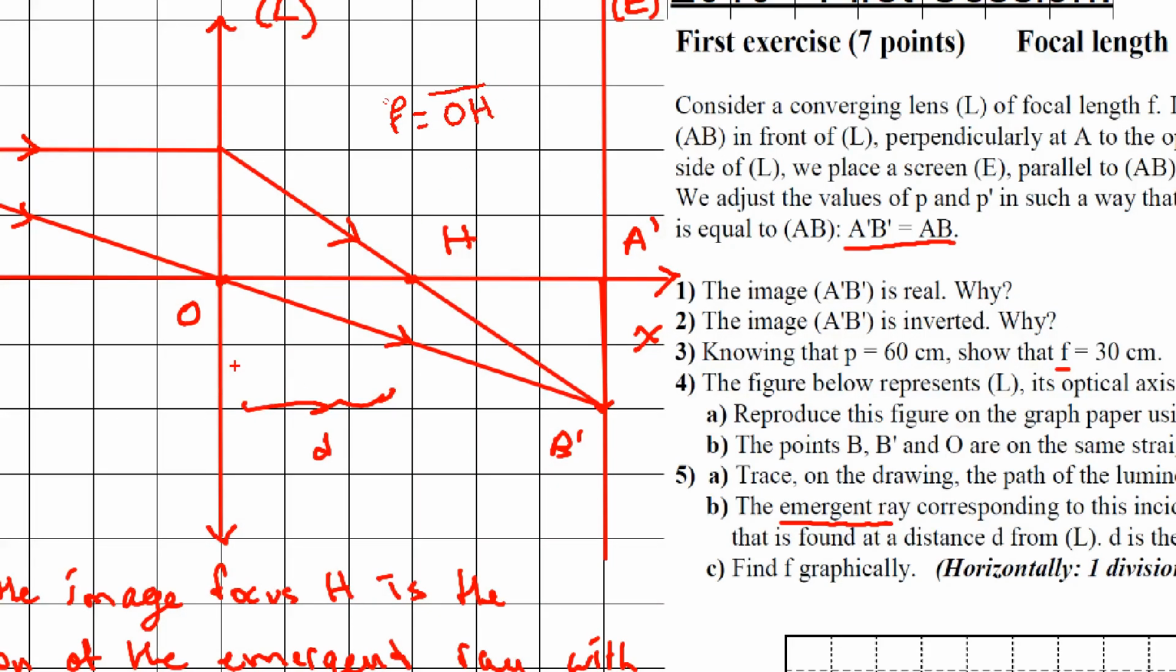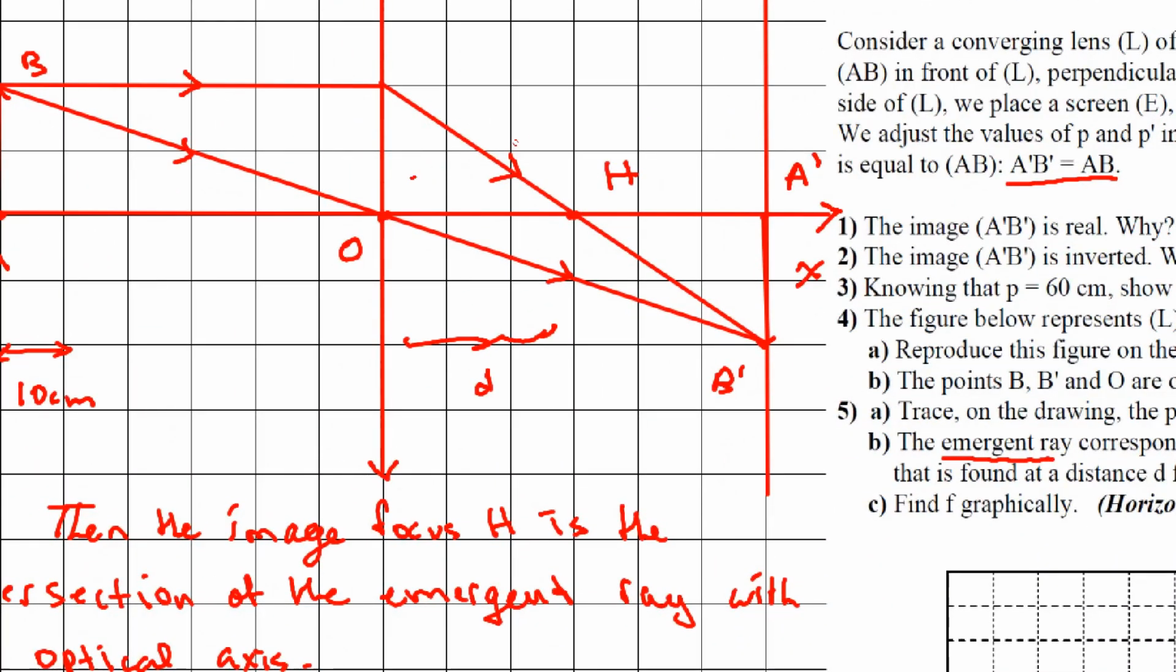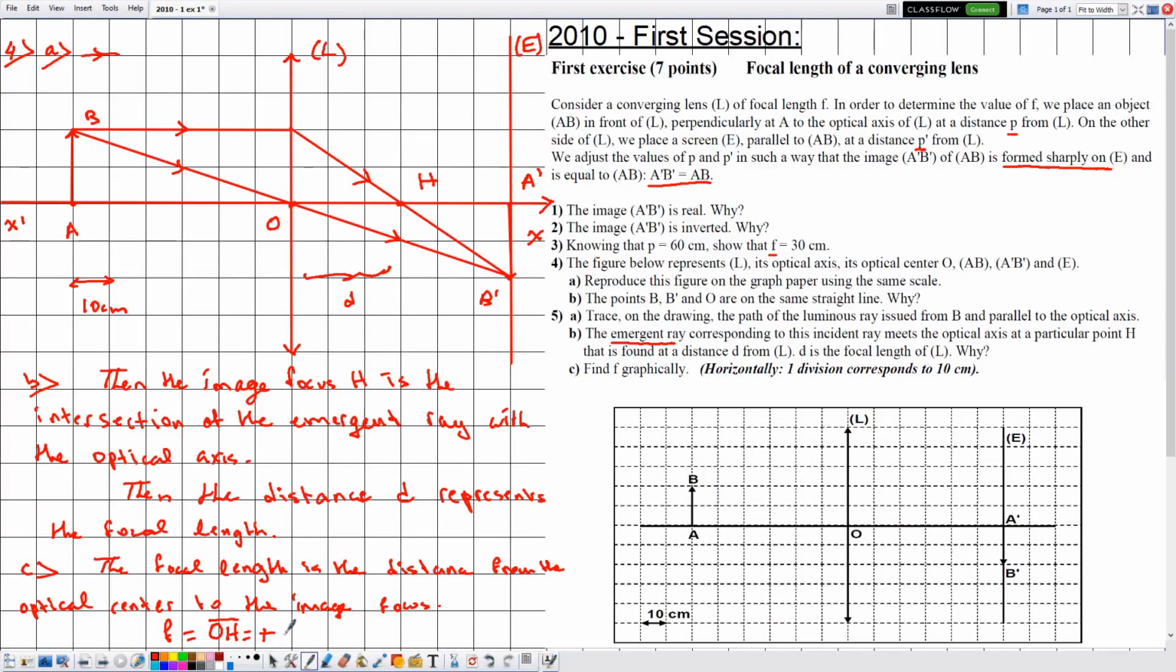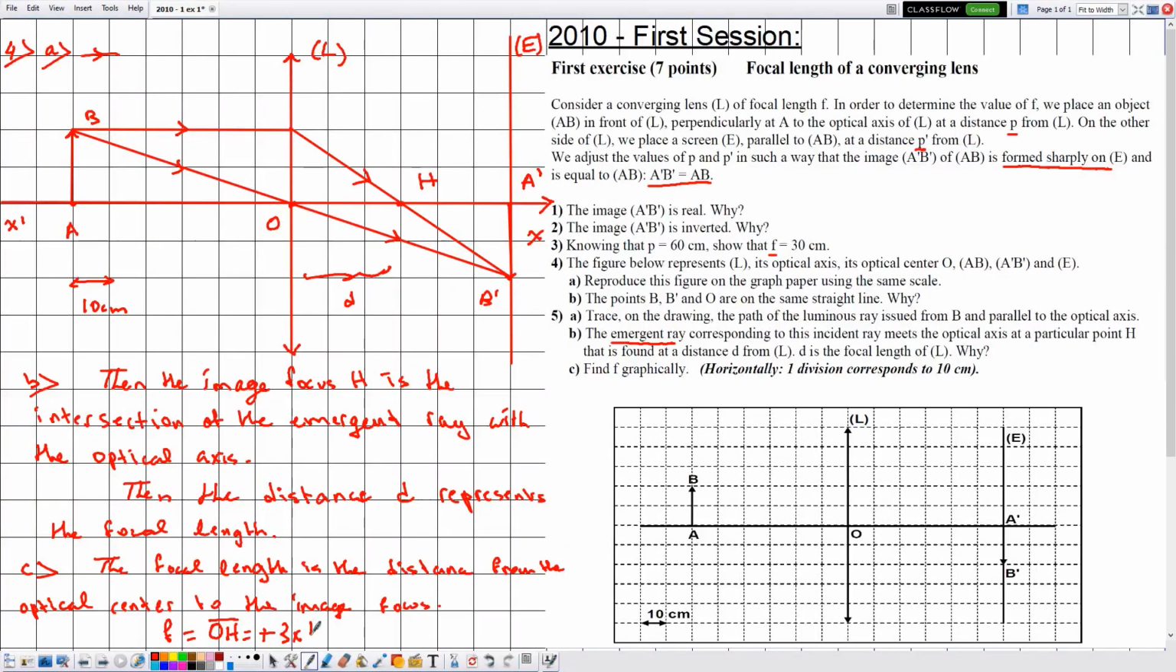So notice that OH bar is in the same direction as the positive x-axis, which means it's positive. And now we count the number of divisions between O and H. We have 1, 2, 3. And we multiply by the scale along which we have counted the number of divisions, which is the scale along the x-axis. This will give us 30. Since the scale is in centimeters, the value of f will be in centimeters. So f is equal to 30 centimeters.